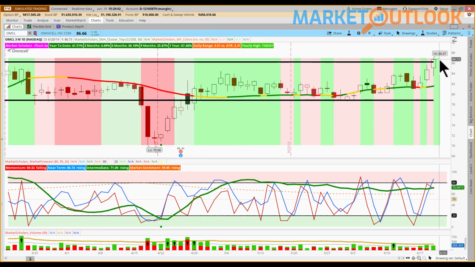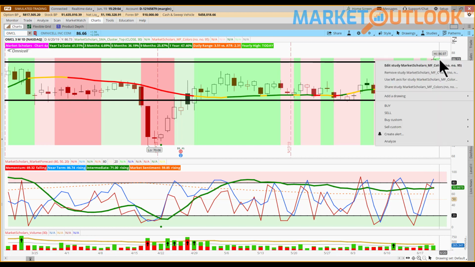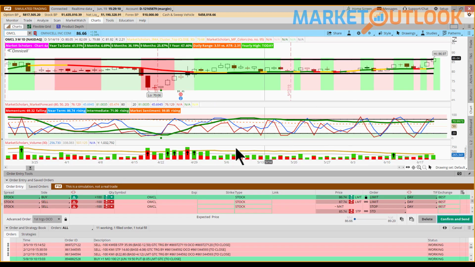I'm going to come on over here to the chart. I'm going to right click. I'm going to go to buy custom with OCO bracket, which loads up our trade down below. I'm going to lock all of these trades together by clicking that paperclip icon right there. And then I'm just going to leave this at 100 shares. Feel free to position size accordingly.